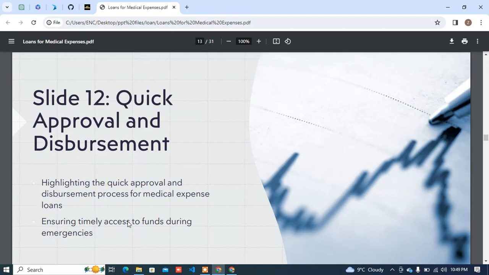Slide 12 is quick approval and disbursement. Point 1 is highlighting the quick approval and disbursement process for medical expense loans. Point 2 is ensuring timely access to funds during emergencies.